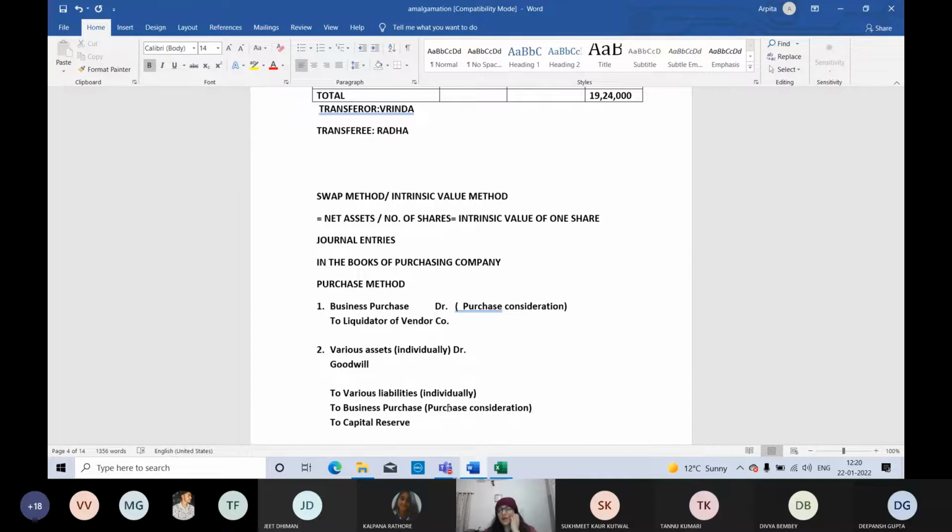Now here, the moment you pass this entry, you will realize in the purchase method specifically, or maybe in other methods also, that ऐसा भी हो सकता है. आप देखो कि assets let's say 10 लाख आ रहे हैं आपके. Okay, randomly मैं लिख देती हूँ यहाँ पे. Let's say liabilities आपकी 5 lakh है. And let's say आपका business purchase 6 lakh है. क्या ये entry complete हो गई? हाँ या नहीं? No, ma'am.